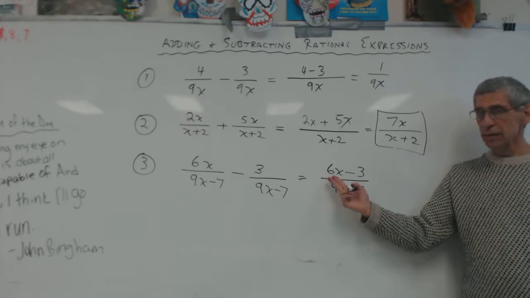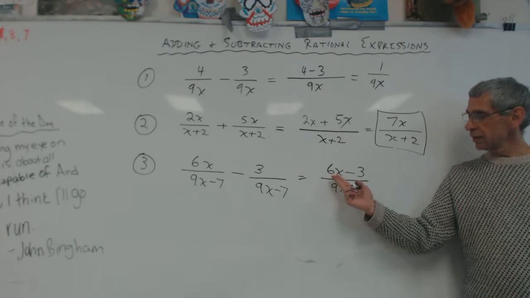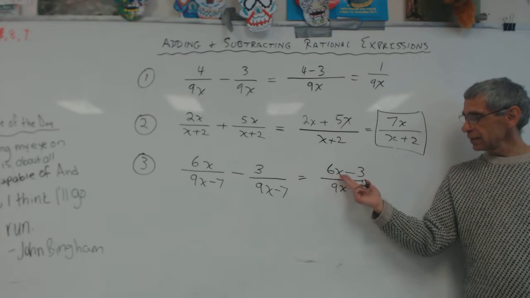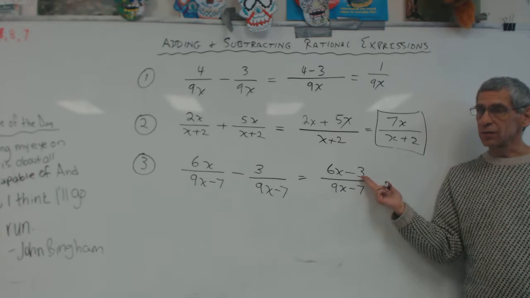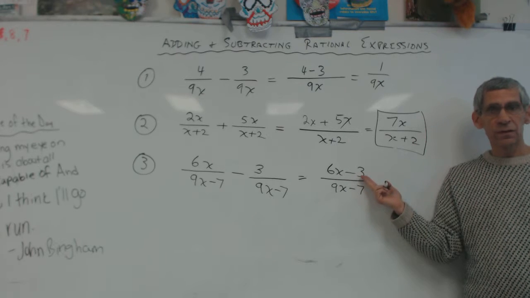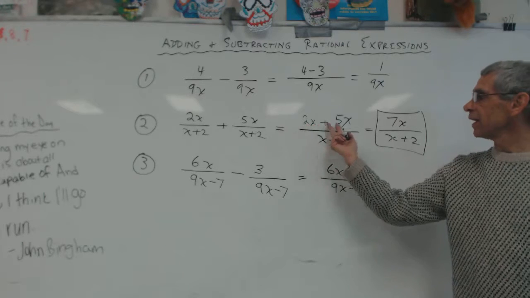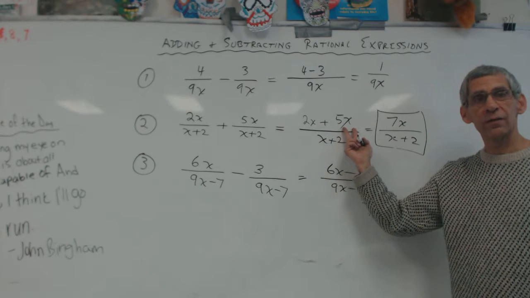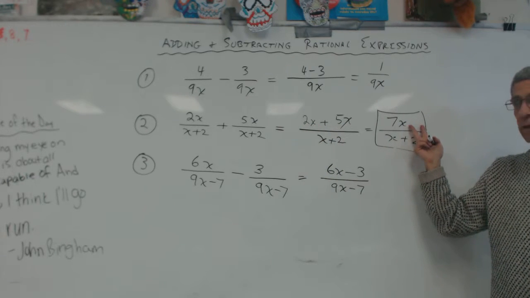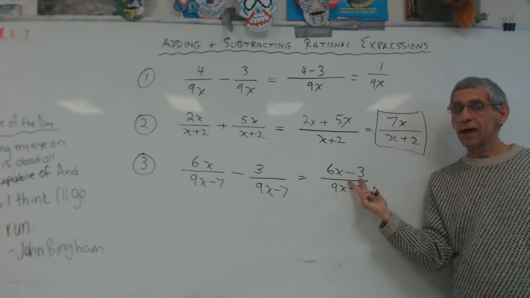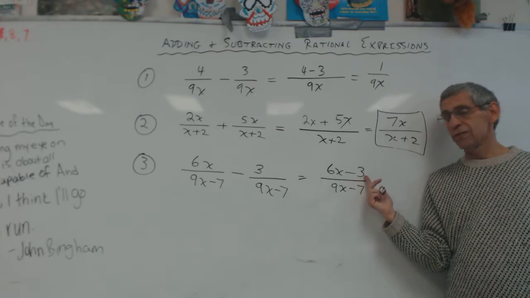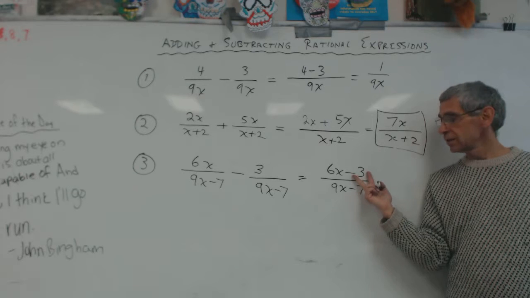Because in this case, the 6x and the 3 are not like terms. Do you see the difference? In the last problem, we had like terms. 2x plus 5x equals 7x, right? Here we have 6x minus 3, not like terms. This has to have an x for this to be a like term. It doesn't.